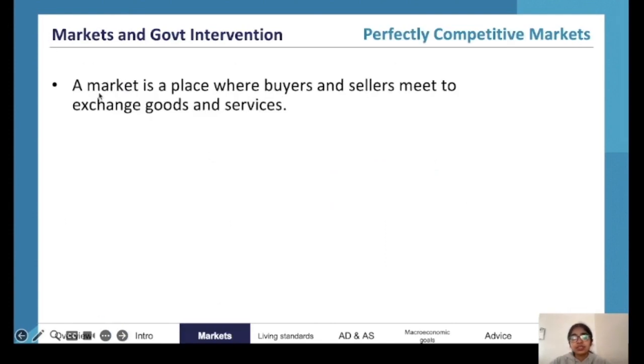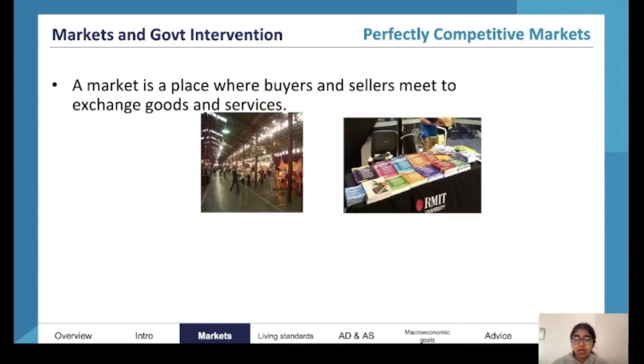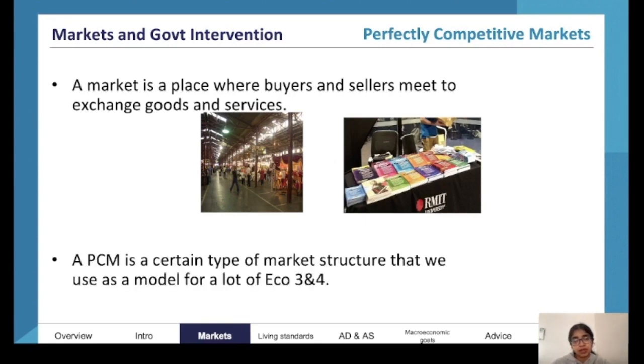Okay, so now let's talk about markets. So perfectly competitive markets. This is again a really important concept in Eco. So first of all, what's a market? It's a place where buyers and sellers come along and meet to perform a transaction. So they exchange goods and services pretty much. So for example, Queen Victoria Market. Obviously, if you go to a bookshop, that's another type of market.